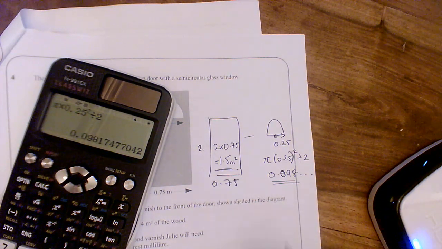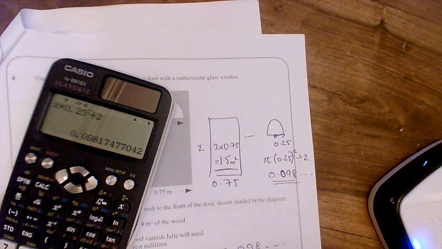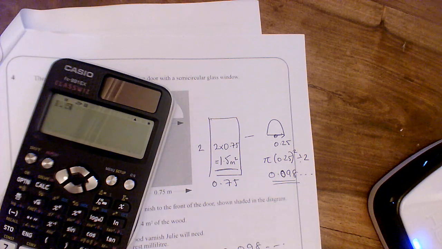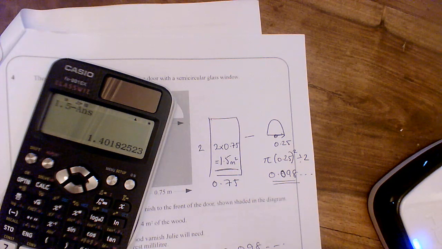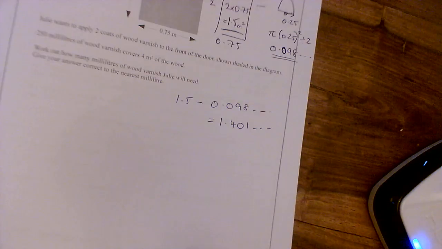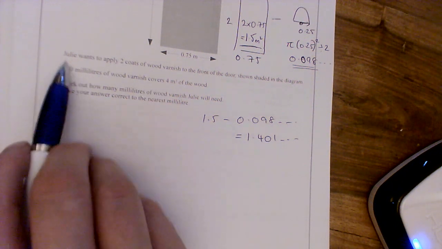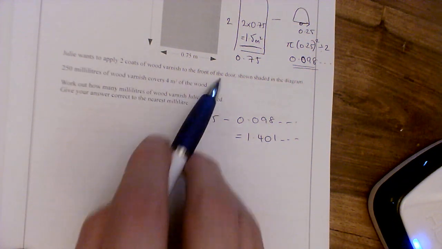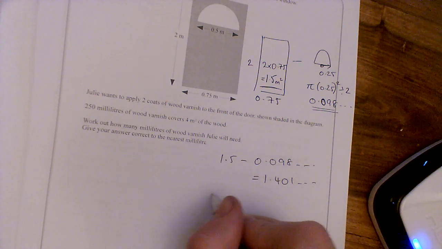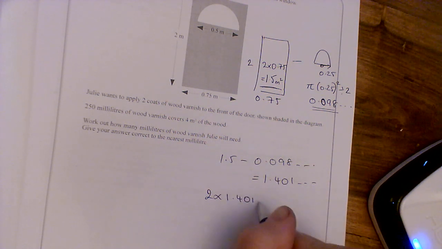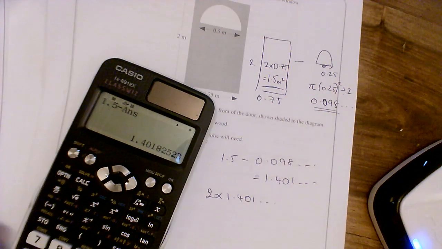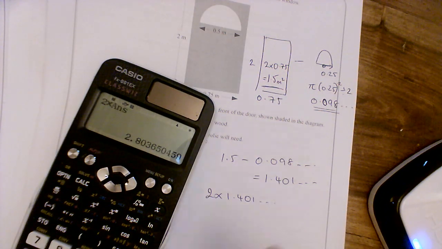And the idea was to take this one and take this off. So now I'm just going to do it on the calculator. 1.5 take away 0.098 and so on, so 1.5 take away that last answer. That's 1.401 going off forever. So that's how much space we've got on a door. It says Julie wants to apply 2 coats of wood varnish to the front door, so we need 2 of them. So we need to times this by 2. So 2 times 1.401 running off forever. 2 times last answer is 2.803 whatever meters squared to sort out.